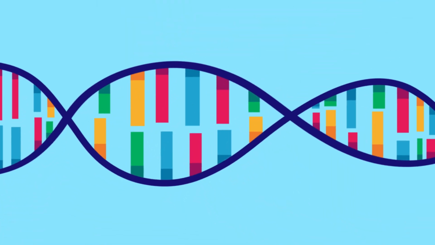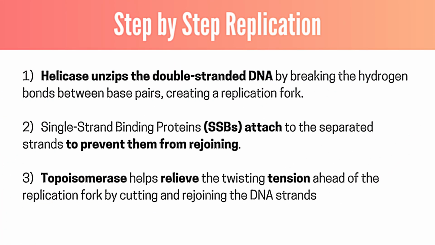We covered all that. Let's review DNA replication as a process itself. Here I would pause the video and maybe write these down if you want step-by-step notes. 1. Helicase unzips the double-stranded DNA by breaking the hydrogen bonds between base pairs, creating a replication fork. 2. Single-strand binding proteins, SSBs, attach to the separated strands to prevent them from rejoining.